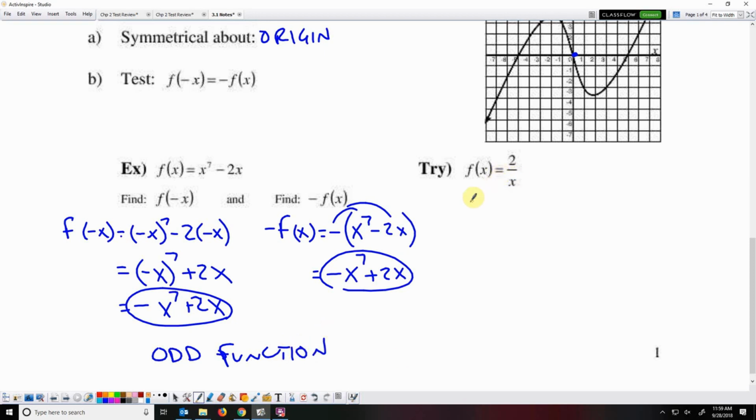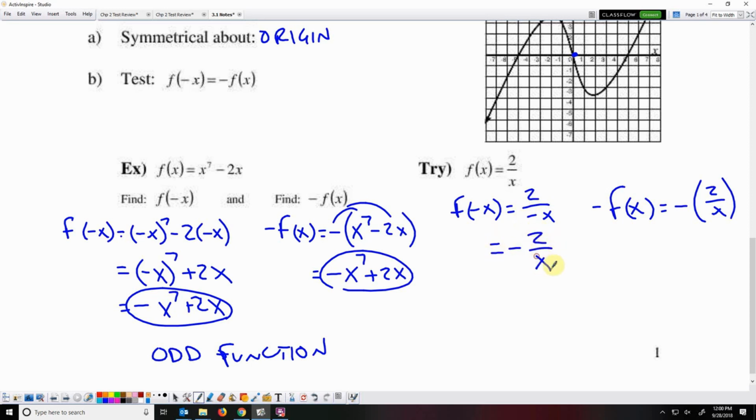Okay, we'll test this one to see if it's an odd function. F of the opposite of x is 2 over negative x. The opposite of f of x is negative 2 over x. When there is one negative inside of a fraction, it does not matter if it's in the top, the bottom, or in front. It all means the same thing.